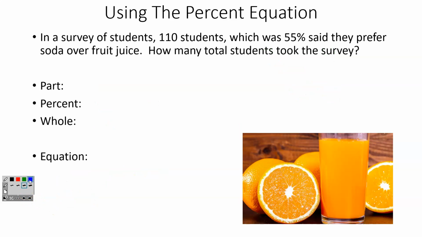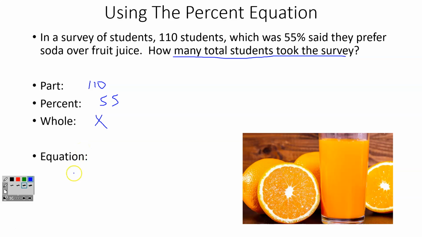Next one says, in a survey of students, 110 students, which was 55%, say they prefer soda over fruit juice. How many total students took the survey? I'm going to look for my part. My part is going to be the smaller, just the part of the students, not the whole thing. And that would be my 110. My percent would be my 55. My whole, that's the total number of students. That's kind of what we're looking for. We're looking for how many total students. So that's going to be my x.